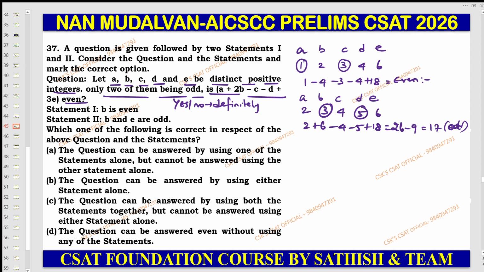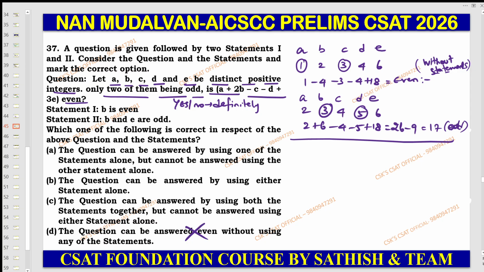I'm not using any statement here. Without the statements, I'm just checking. I'm not focusing on statement number one, whether B is even, in all the cases. Without using such a thing, I am focusing here. Without statements, I can see here that one gives you an even, another gives you an odd. So in such a situation, you can't say that one, right?